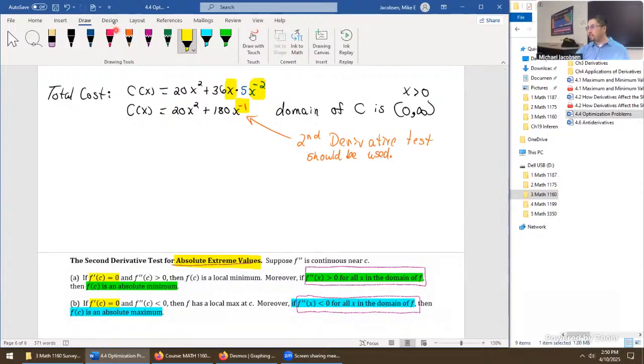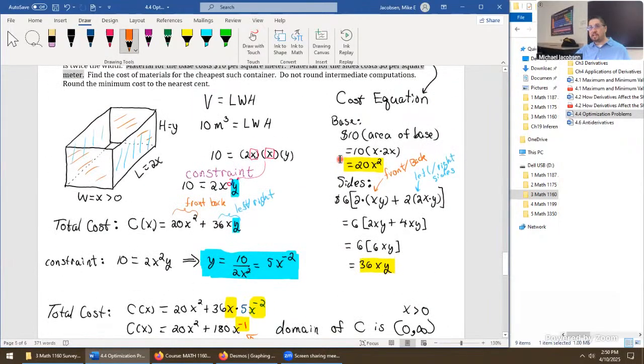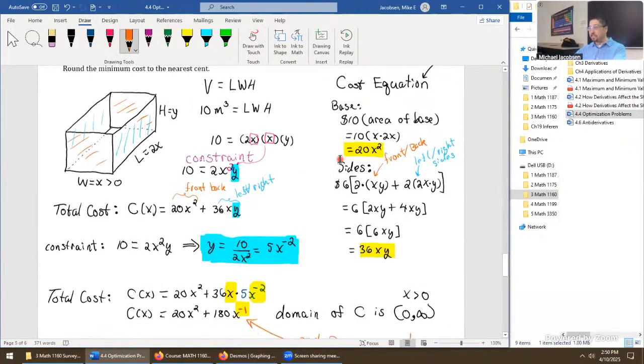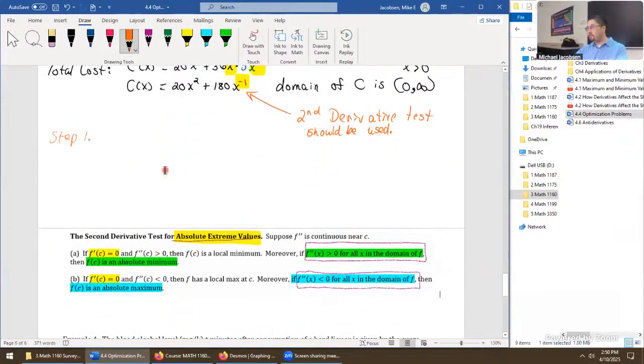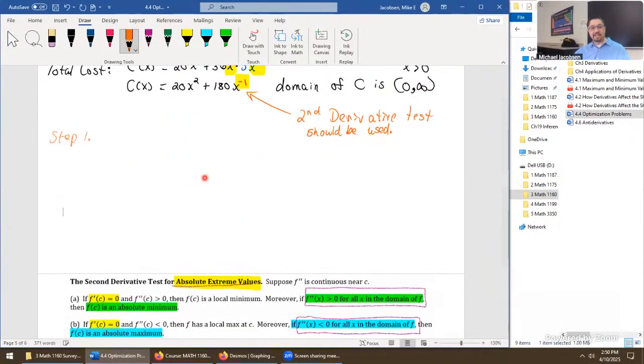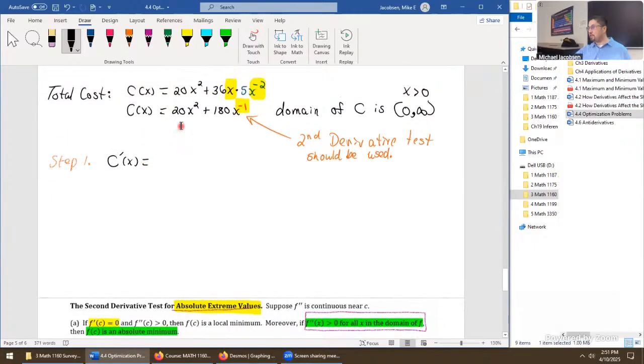Okay, now we're in good shape to begin the method. Let's call this step 1, which seems kind of crazy when you think of it, because we took all of these steps, but those were steps to get the function itself. This is step 1 for the second derivative test in particular. Step 1 is going to say, differentiate your cost function. So here it is on this line above.